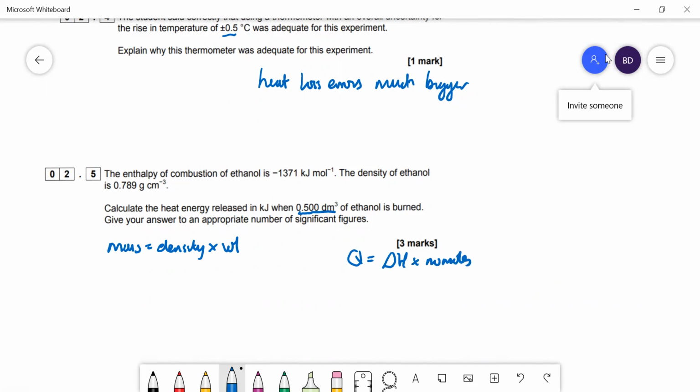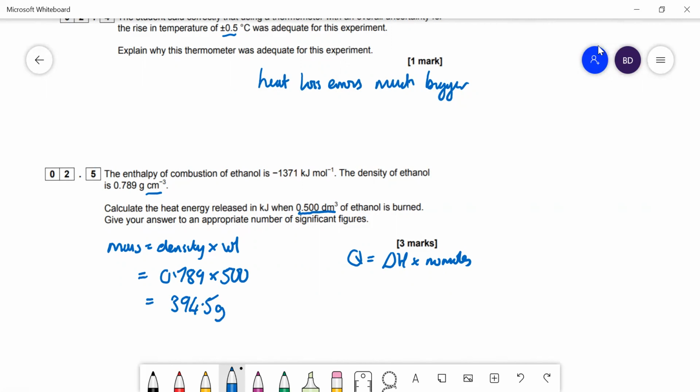Okay, so let's work out the mass of ethanol first of all. So that's going to be the density, 0.789, and the volume is 0.5 dm cubed, but this is in cm cubed, so that's 500 centimeters cubed. And that gives us 394.5 grams.